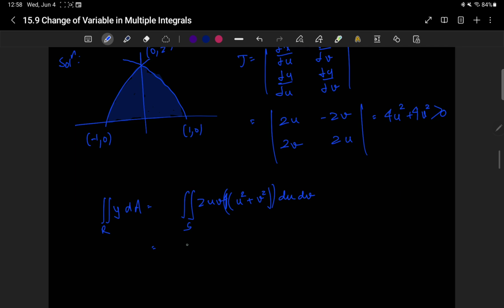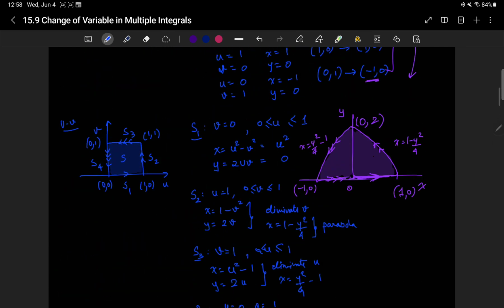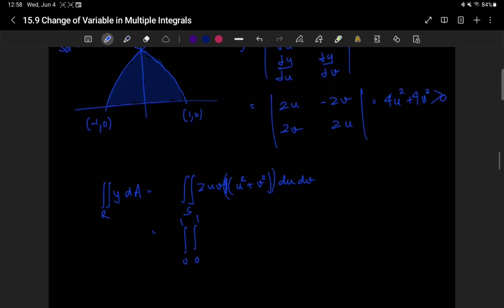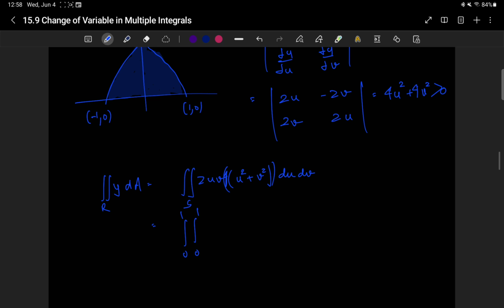And how do we know what the region is? We know this is 0 to 1, 0 to 1 because of a prior problem where we know that this maps to 0, 1. And now it's simply an 8 outside, u cubed v plus uv cubed du dv.